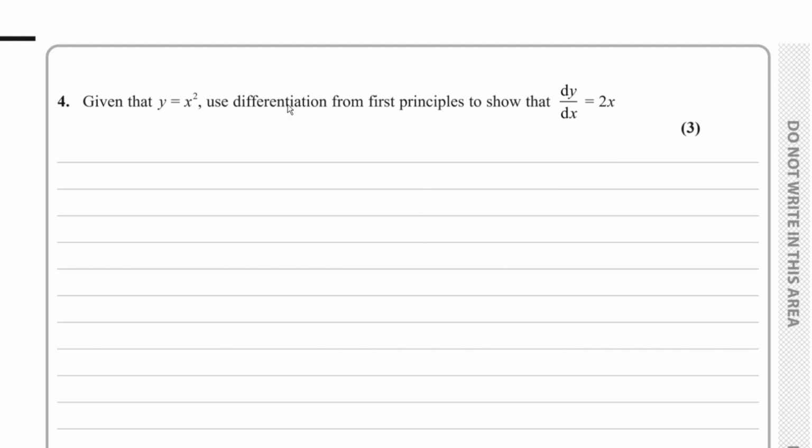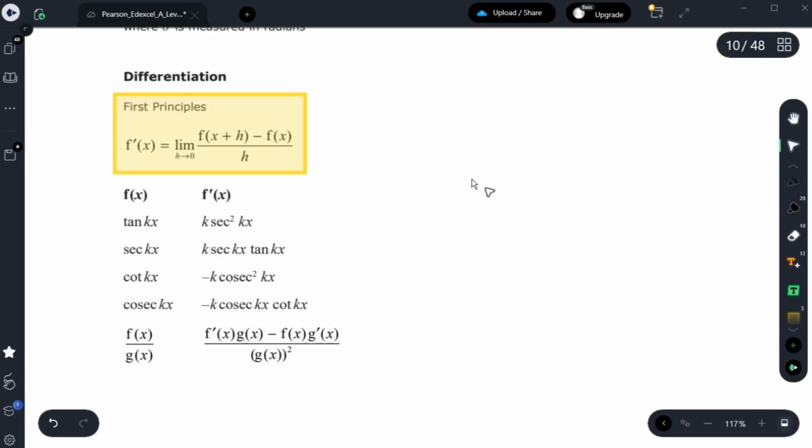Question number 4. Given that y equals x squared, use differentiation from first principles to show that dy over dx equals 2x. Shown highlighted in yellow is the formula that we would use for differentiation by first principles. That is, f dash of x is equal to the limit as h tends towards 0 of f of x plus h subtract f of x over h.